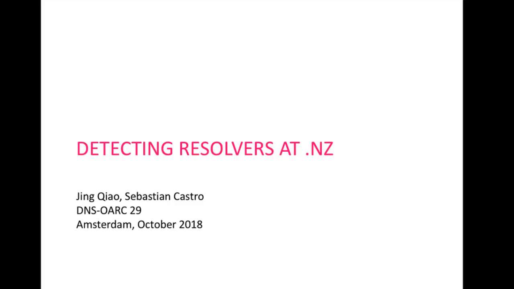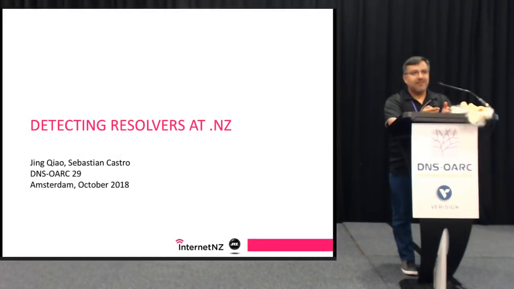So this work is 2 years in the making, and the title is Detecting Resolvers at .nz. But what we're proposing here is a methodology that we can use for any authoritative source to detect resolvers in this case, but it can be used to detect other things. Now we have a final product that we can share with you. I understand you're hopefully not too hungover and thinking, give me coffee, please. So we will try to keep this running smoothly.